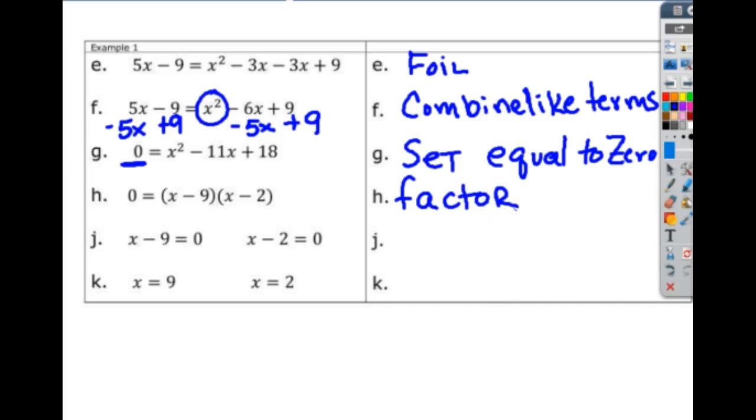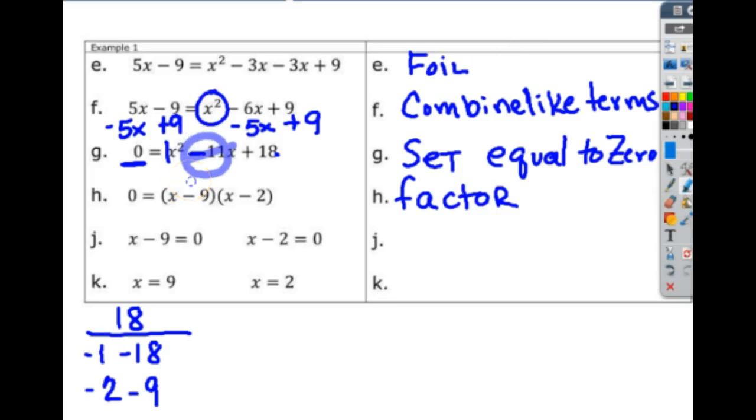Uh-oh. Do we remember how to factor? In order to factor, you multiply the first number times the last number, and you get a positive 18. So in your margin somewhere, you write 18, and the factors of 18 are 1 and 18, and 2 and 9. Since this is negative, I need to have negative factors.